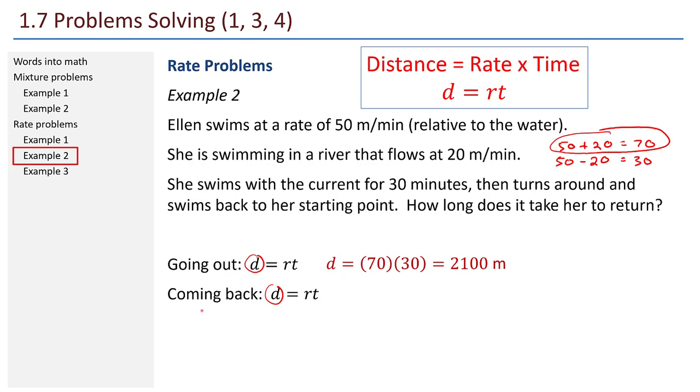Now, what about in the case coming back? Well, we know the 2,100 meters already. That's our distance. And the rate is known. Well, that's the 30. She's traveling at 30 meters per minute because she's going against the current. But the time is now unknown. So I have 2,100 equals 30t. Now we can divide both sides by 30 and figure out what t is. So, how long does it take her to get back? It takes her 70 minutes. So it was 30 minutes to go and 70 minutes to return.